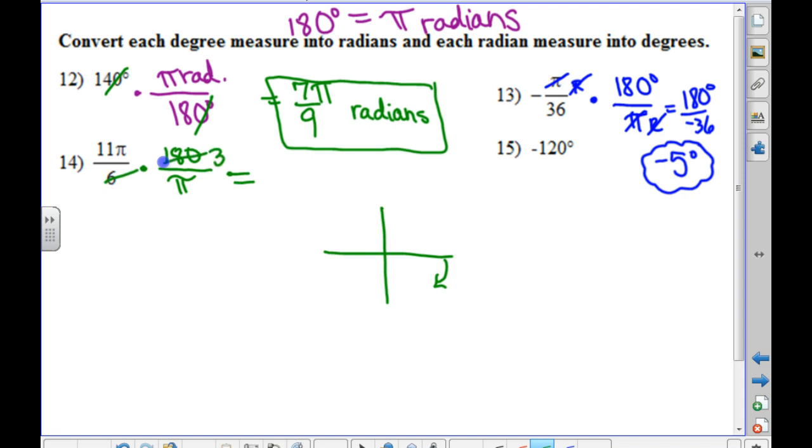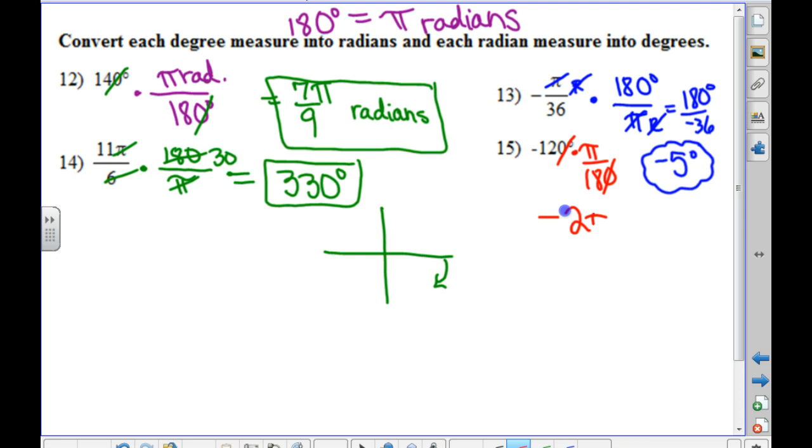6 goes into 80, 30 times pi cancels, and 11 times 30 is 330 degrees. Did I get that one right, guys? Excellent. And negative 120, I need to multiply by a pi over 180. 12/18 reduces by 6. We good? You will have to memorize the unit circle again, but not until second semester.